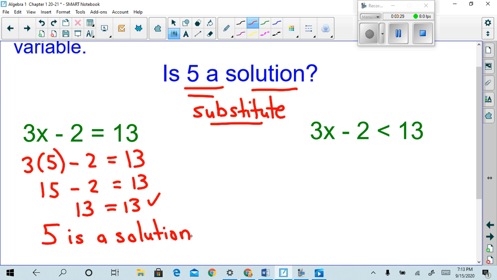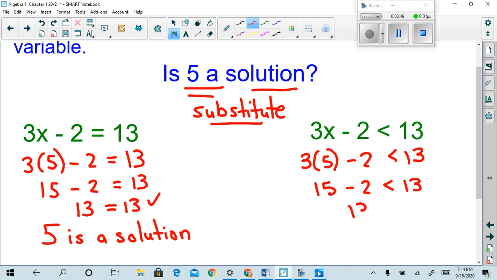Once again, I'm going to use 5 because that's the number I'm testing. This time I'm putting it into an inequality. I'm going to do the same process. I'm going to simplify and see if this now makes a true statement. 13. Is 13 less than 13? It is not. So I can say 5 is not a solution.